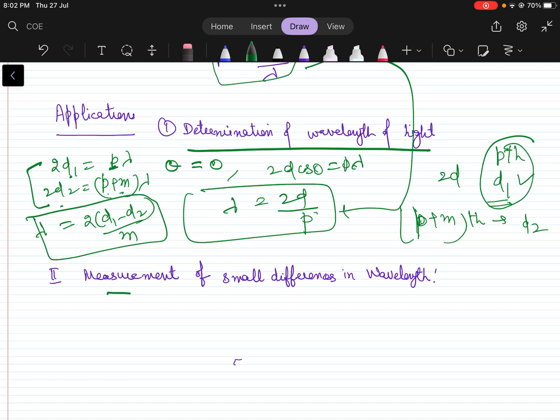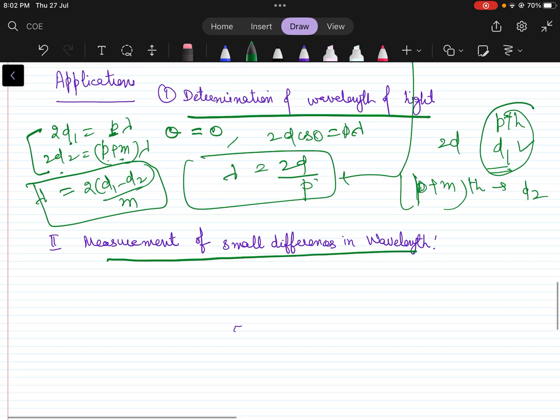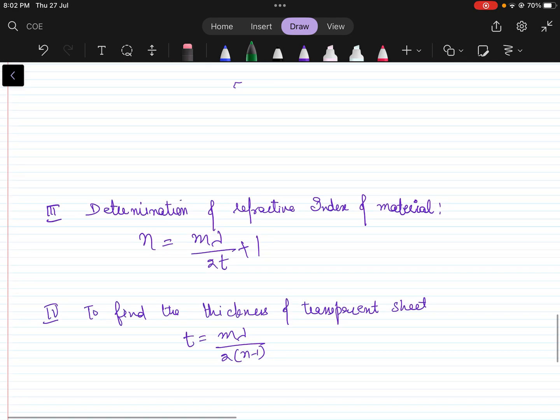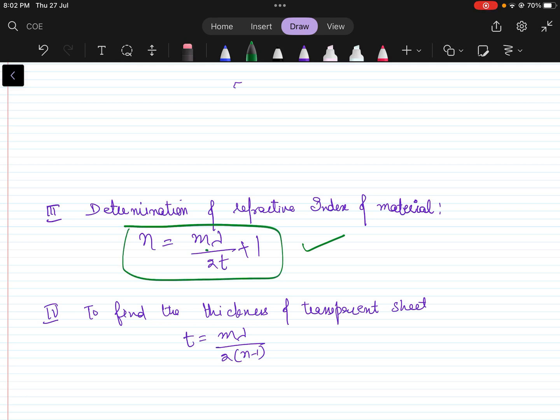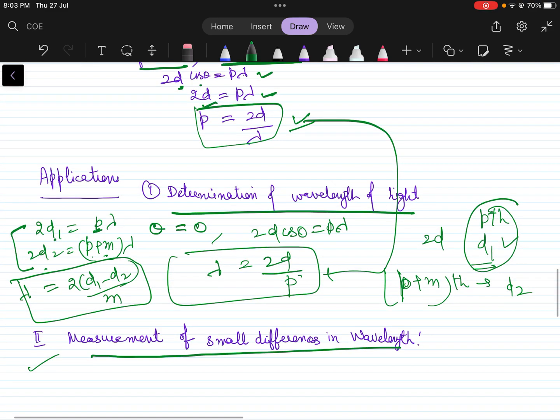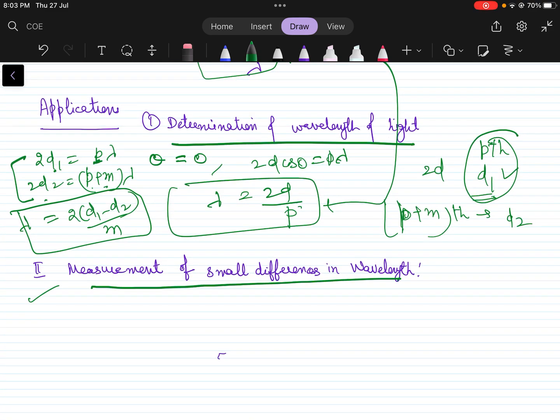Clear? Then we can also find out small differences in the wavelength with the help of this Michelson interferometer. Clear? Then we can also find out the refractive index of the material, and that will be equal to m lambda over 2t plus 1. And lastly we can find out the thickness of the transparent sheet, and that is t is equal to p lambda over 2(n minus 1). So these are the applications of the Michelson interferometer. We will discuss in detail, if you want, in the next video. Thank you very much.